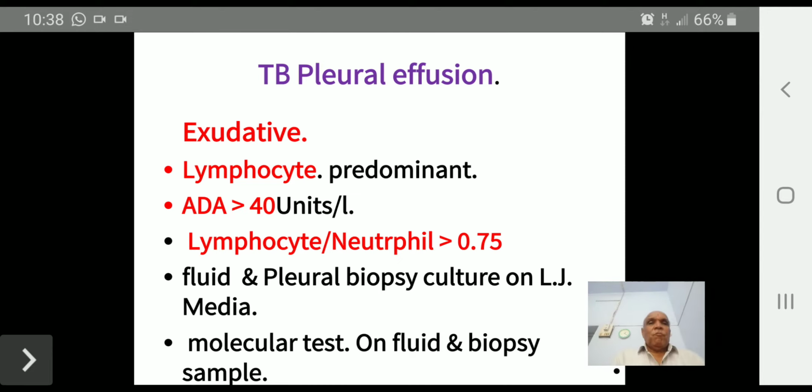Now we see the TB effusion. TB effusion is suspected when any of the Light's criteria match. It may be exudative, lymphocyte predominant, ADA more than 40, and the lymphocyte and neutrophil ratio of the fluid greater than 0.75. Fluid is sent for culture on the LJ media, and for the GeneXpert CBNAAT or LPA, which means the molecular test.